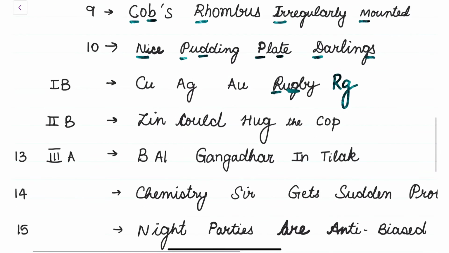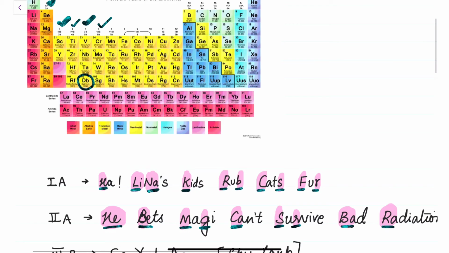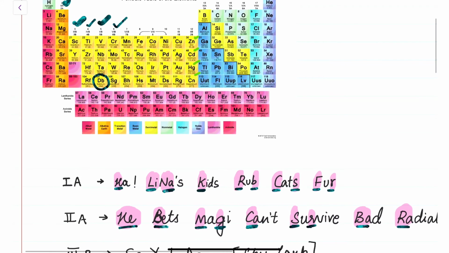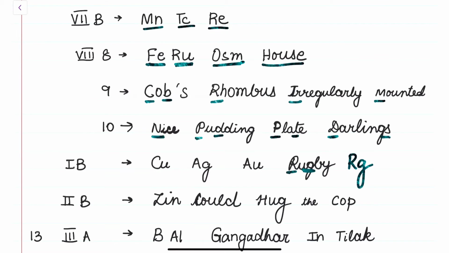So next is the 2B group of elements. Okay, so that was again showing you in the periodic table. It is zinc, cadmium, mercury, copernicium. So for this, the trick is Zin could hug the cop. Zin is a person and he could hug the cop. So zinc could hug the cop. So cop is for copernicium.